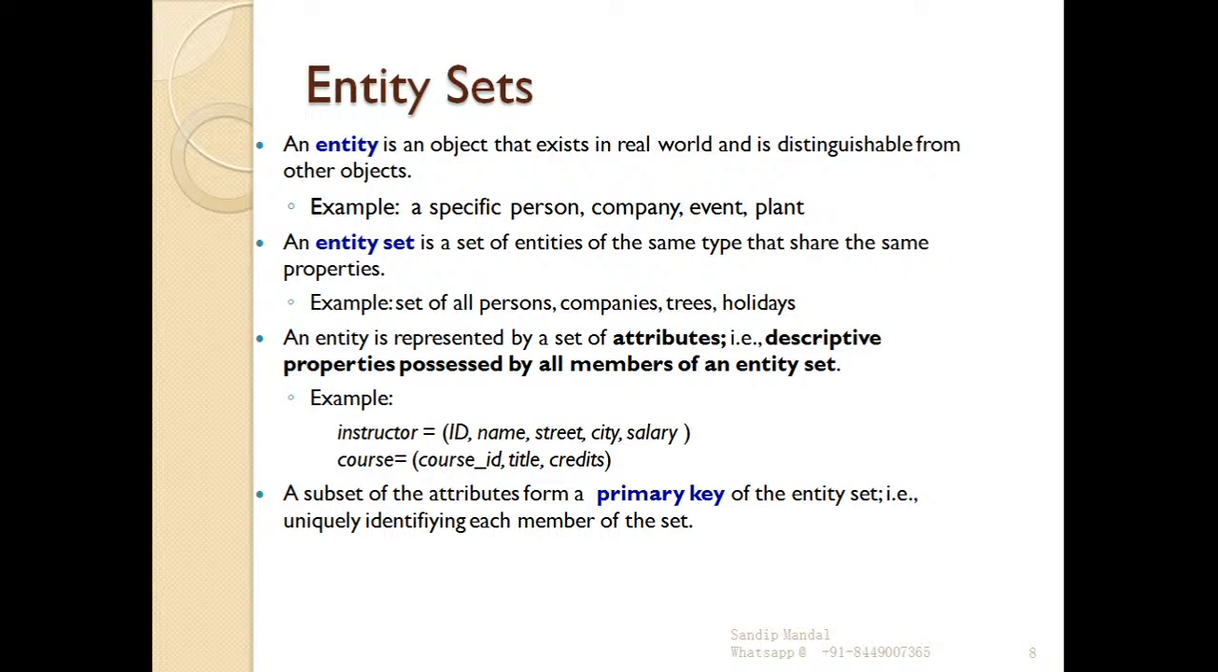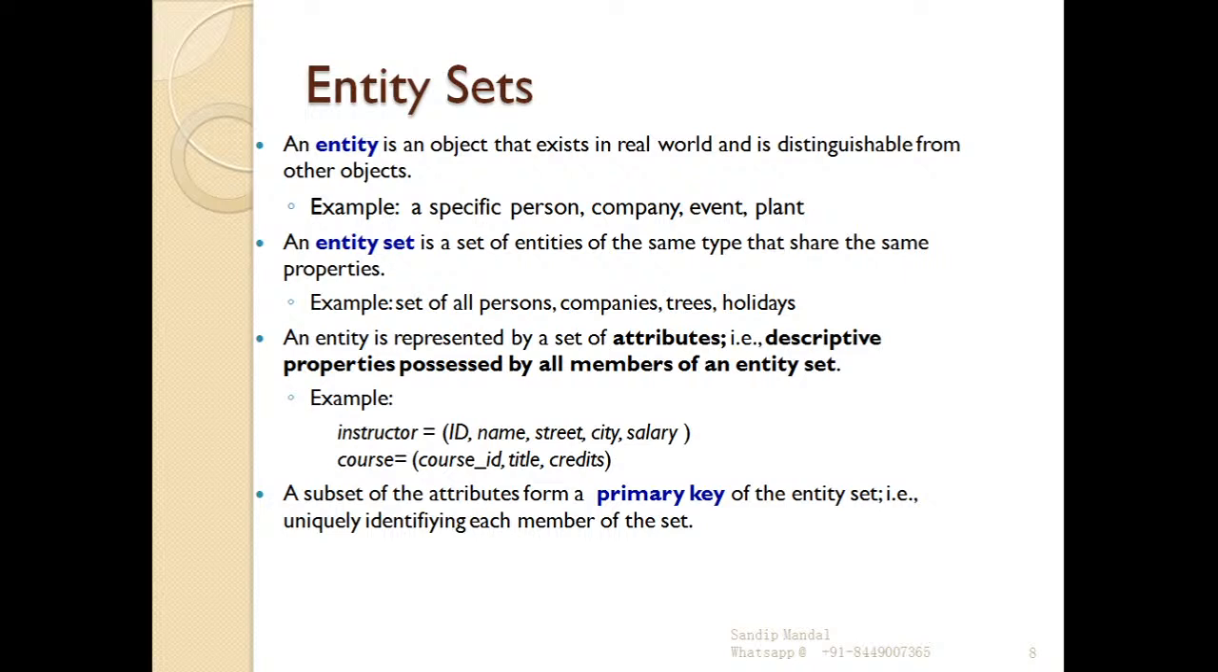And an entity set is considered as similar kinds of objects grouped in a single set. For example, if I consider the instructors, how many instructors are present in your class? Okay, so all these instructors can be grouped in a single set, and this set can be considered as the teachers group. So the teachers group can be considered as the entity set. Okay, so an entity set is a set of entities of the same type that share the same properties. For example, the set of all persons, set of all companies, set of all trees, set of holidays, this kind of thing.